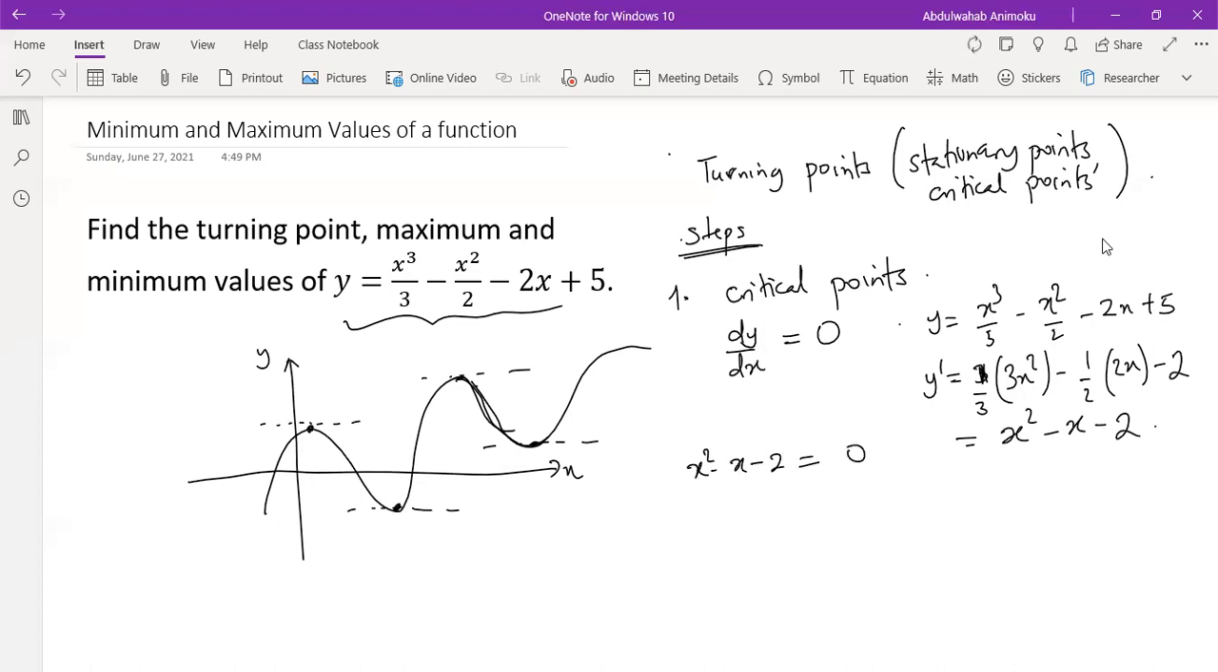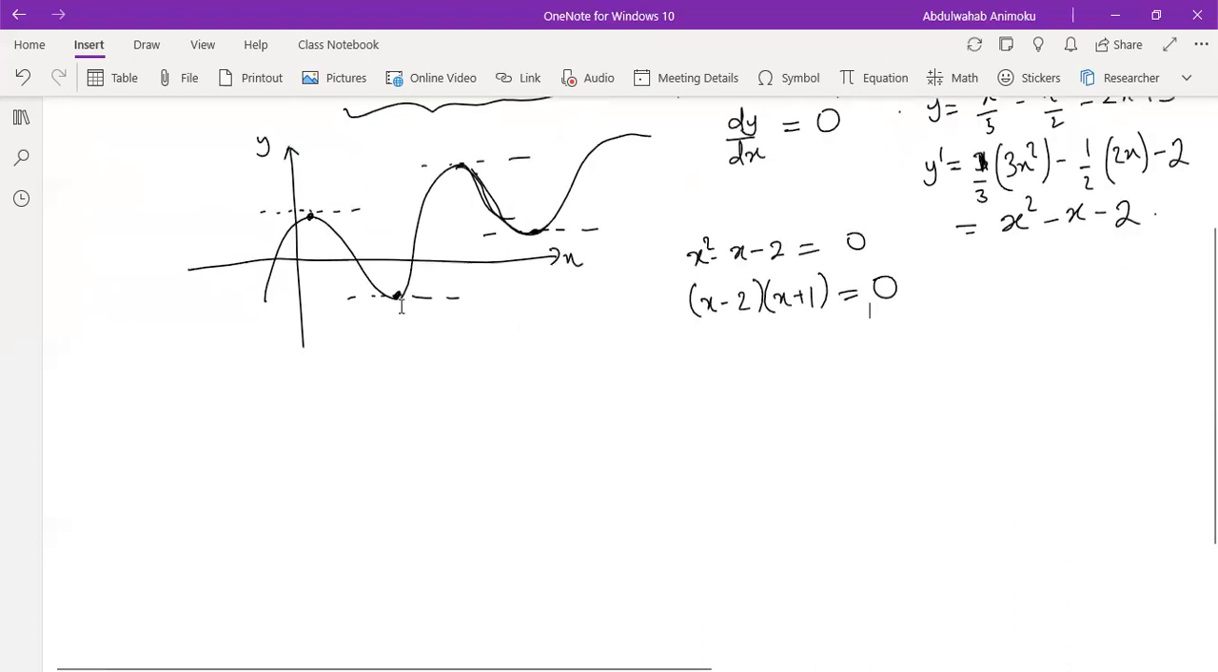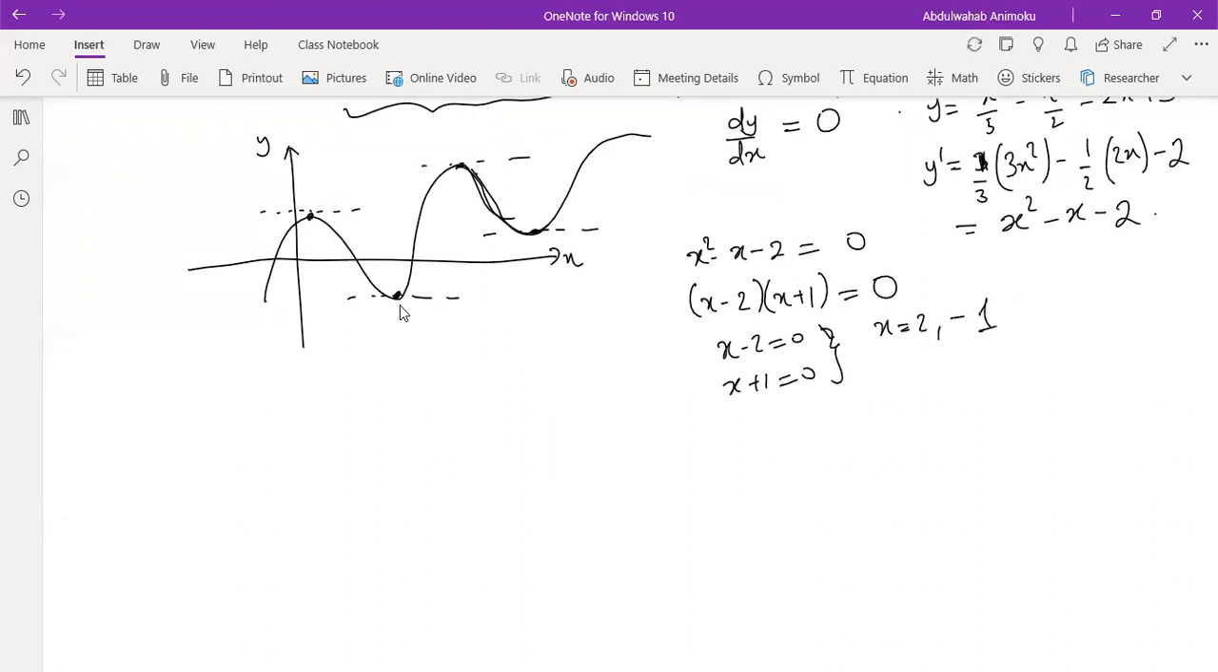If you know a little bit of quadratic expressions, you know quickly that we can factorize the left-hand side to be x minus 2 times x plus 1, equal to 0. Now that you have this, the critical points would be x minus 2 equal to 0 and x plus 1 equal to 0, and that gives us x equal to 2 and x equal to minus 1. So the critical points are x equal to minus 1 and 2.